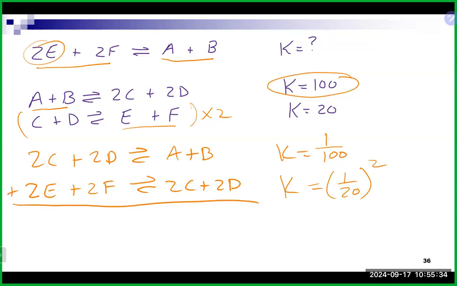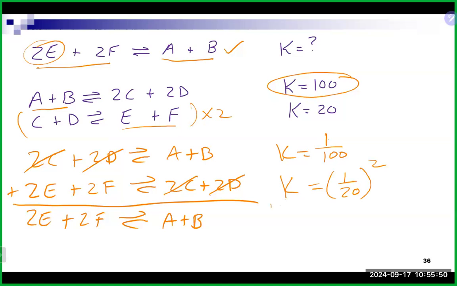Hopefully here we did it right. We got 2C on the left and right will cancel, 2D will cancel. That leaves us 2E plus 2F on the left and A plus B on the right, which is the equation we're looking for.